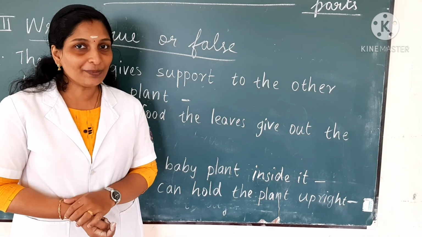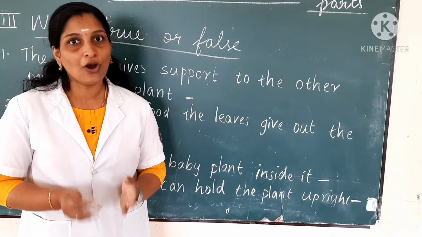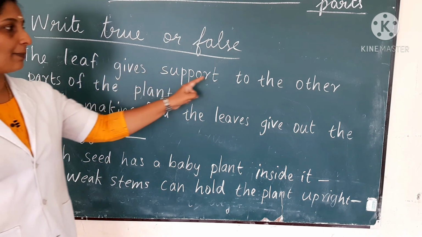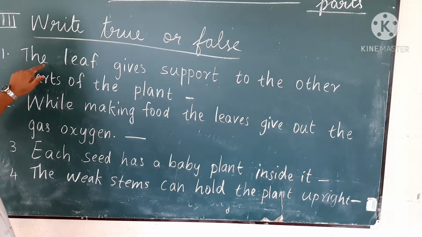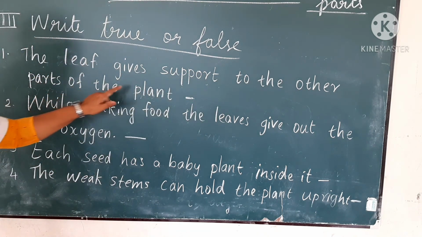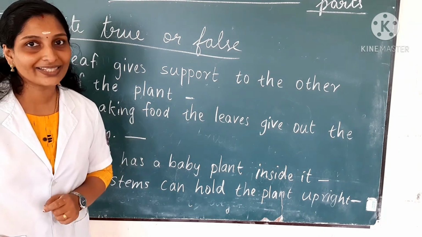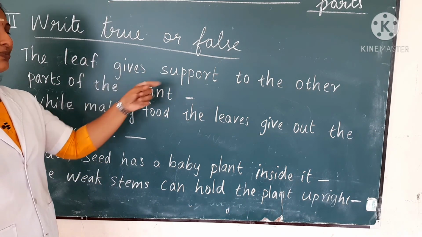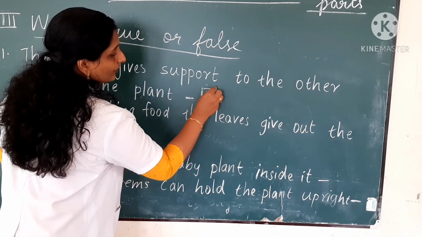Children, here you have some true or false questions. You have to identify whether the statement is true or false. Okay, the first question, the leaf gives support to the other parts of the plant. Once again, the leaf gives support to the other parts of the plant. Which part of the plant gives support to other parts of the plant? Is it leaf? No. So this statement is wrong. So you have to put false. F for false.